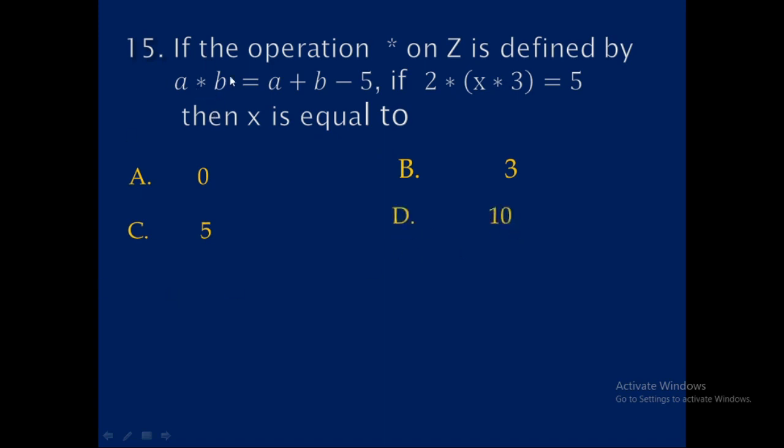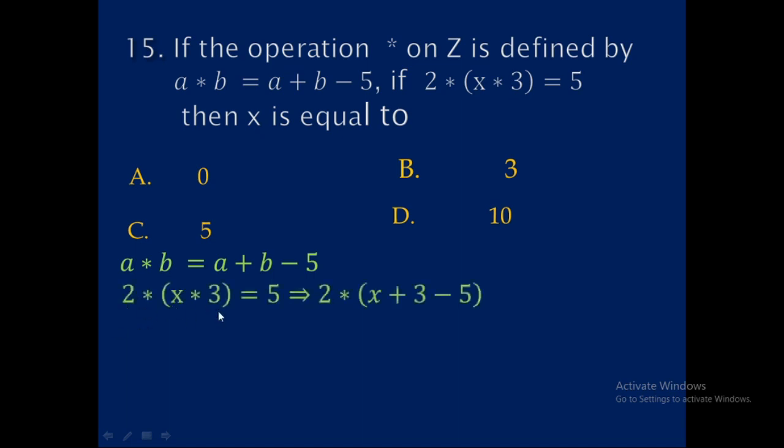The given operation star is a binary operation on Z, defined by A star B is equal to A plus B minus 5: first element plus second element minus 5. Here also 2 star x star 3 is given as 5. Therefore, you know that x star 3 can be defined. x is the first element, 3 is the second element, so x plus 3 minus 5. 2 star this is equal to 5, as given. Therefore, this value is 2 star (x minus 2).